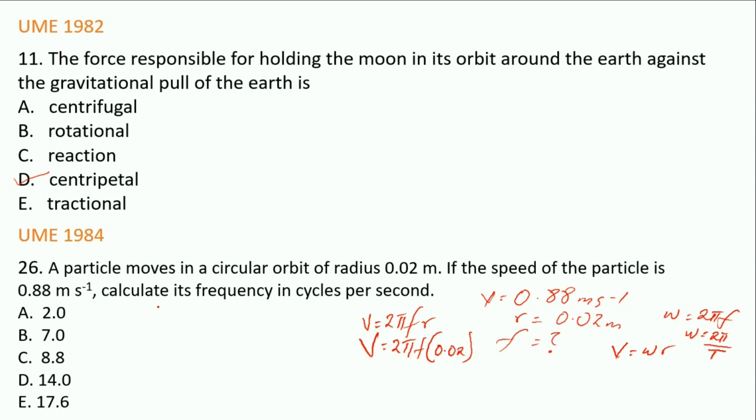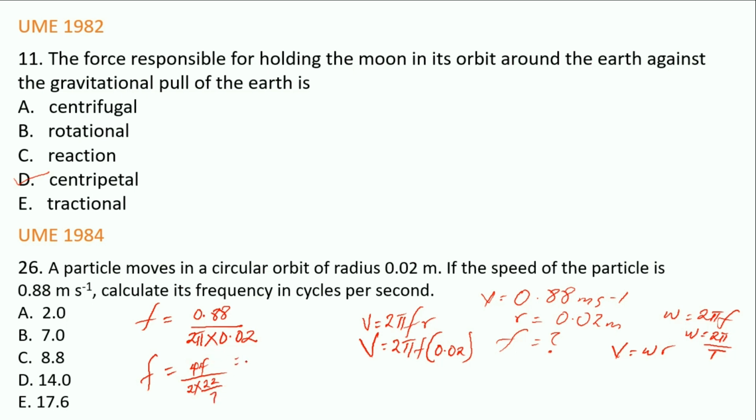So let me just write that over here. F is going to be equal to V, which is 0.88, divided by 2 pi times 0.02. F will be equal to 0.88 divided by 0.02. That is 44. So I've got 44 divided by 2 times pi, where the approximate value of pi is 22/7.